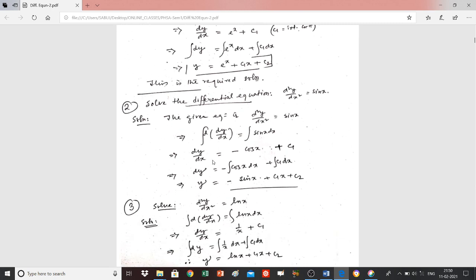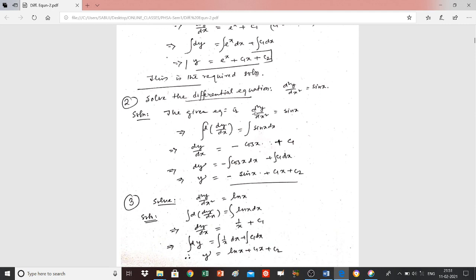So the given equation is written here, and you can write the left hand side as d of dy by dx, d/dx of dy by dx, that is equal to sin x, and from here d of dy by dx is equal to sin x dx, and just integrate both sides of this equation. Left hand side will give you dy by dx and the right side is minus cos x, because integration of sin x is equal to minus cos x. Then plus c1 is the integrating constant, and from here dy is equal to minus cos x dx plus c1 dx.